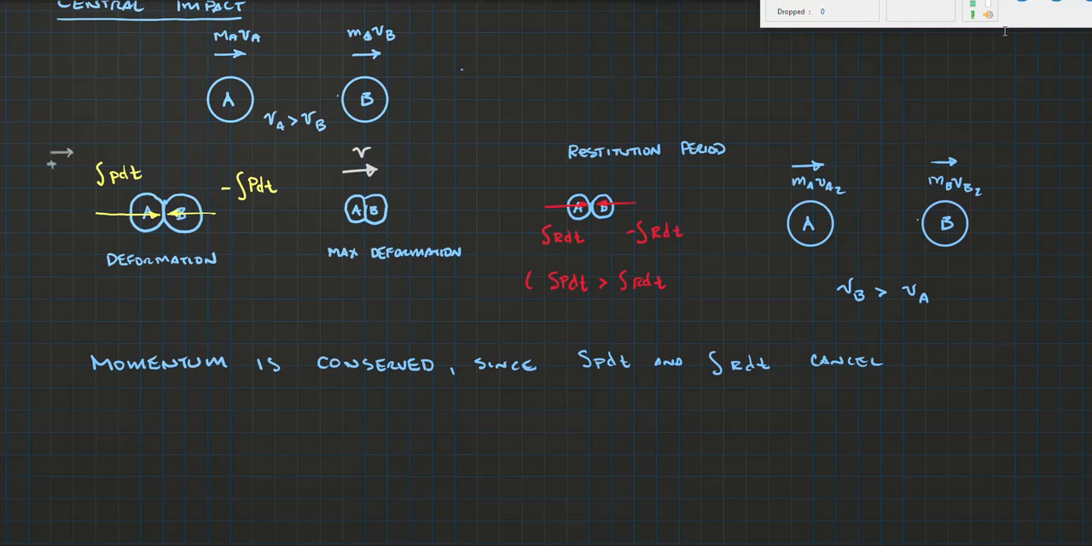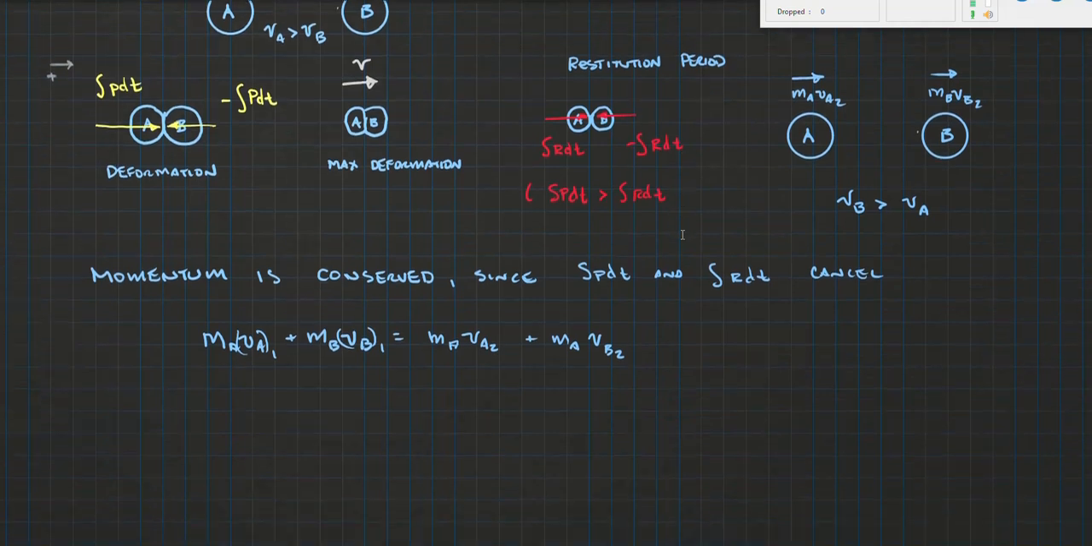So over this process, momentum is conserved since the two impulses cancel fully, and we still use the conservation of momentum equation, where our initial momentums equal our final momentums. Now, since we typically have the velocity of A at the beginning and the velocity of B at the beginning, in order to find the other two unknowns in this equation, we're going to need another equation.